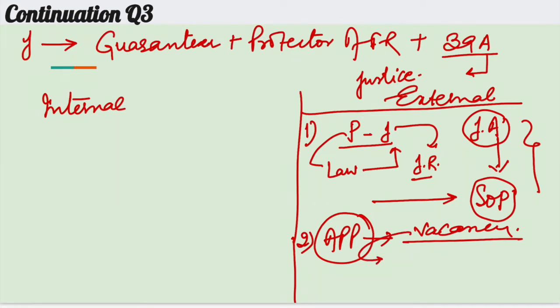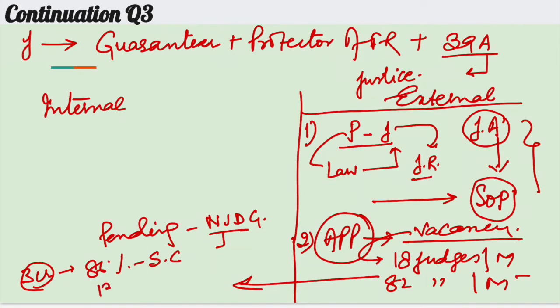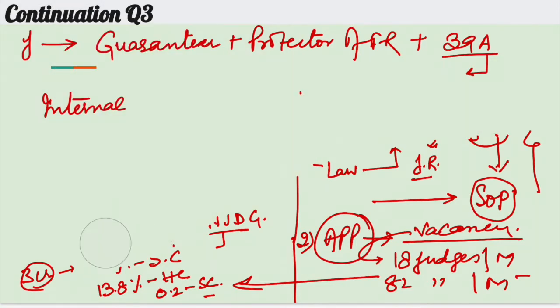Okay, and vacancy simply means that in India we have 18 judges per million and in USA we have 82 judges per million. This is the vacancy, and this is reflected in the pendency of cases. According to the National Judicial Data Grid, we have 3 crore cases pending, and of the 3 crore, 86% are pending in subordinate courts, 13.8% in High Courts, and 0.2% in the Supreme Court. So these are the external challenges that the judiciary is facing.